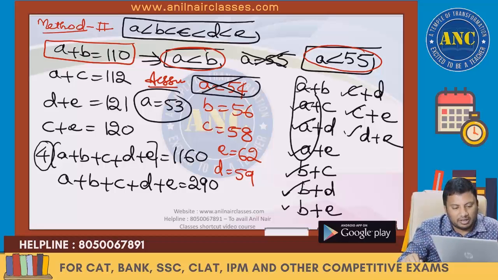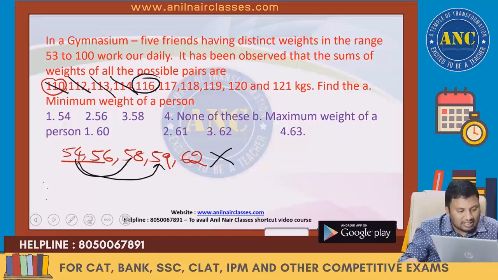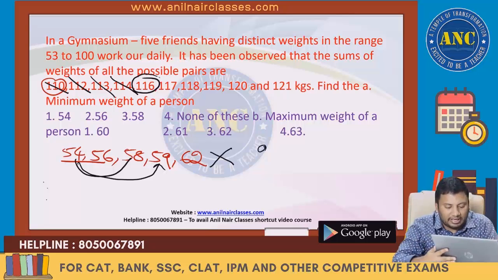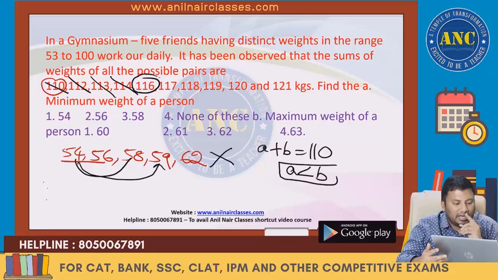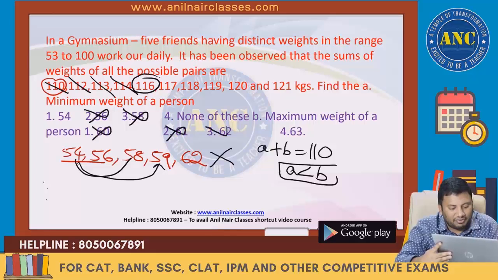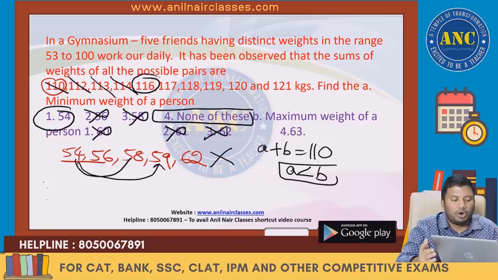A plus B equivalent to 110. A is less than B. By looking at the question itself, I have said that A plus B equivalent to 110, A is less than B, so A has to be less than 55. We are stuck only in these two options. I hope the logic is clear to you.